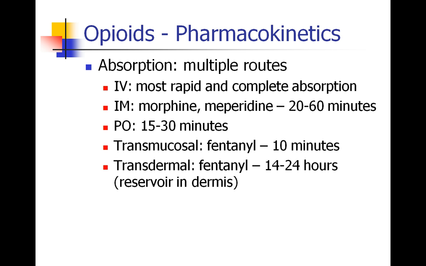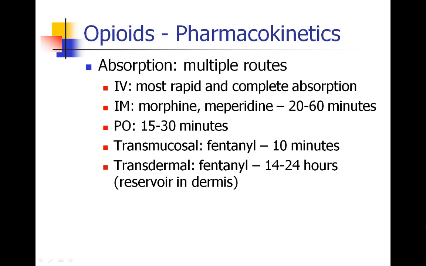Opioid medications can be given by just about any route of administration. We are most familiar with the IV route, which is the most rapid and complete, of course. These drugs can be given IM; morphine and IM meperidine have been used for many decades. And at that point, absorption may be a little bit slower, as long as 20 to 60 minutes. Oral administration, generally about 15 to 30 minutes of absorption.